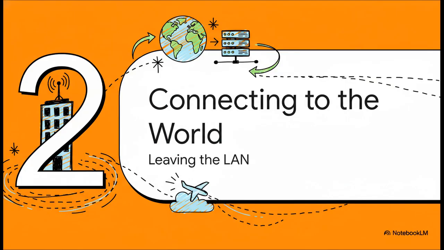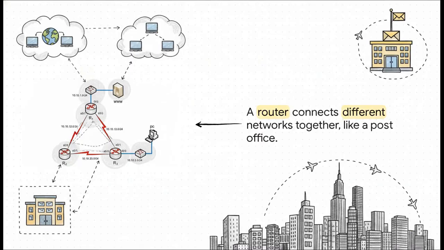Okay, so our photo is on the local network. It's in the building. But its final destination is on the other side of the planet. So how does it get out the front door and onto the open road? That brings us to the next stage of the journey. This is the job for a router.